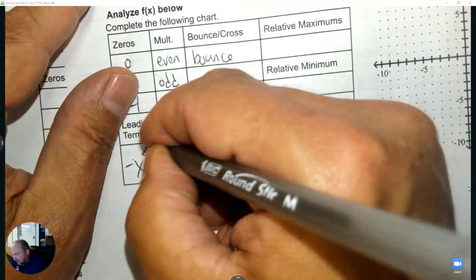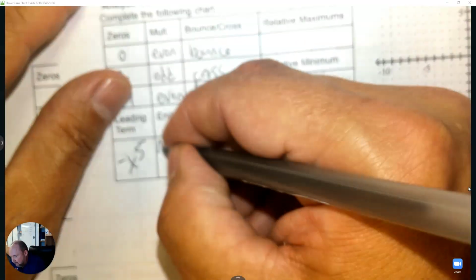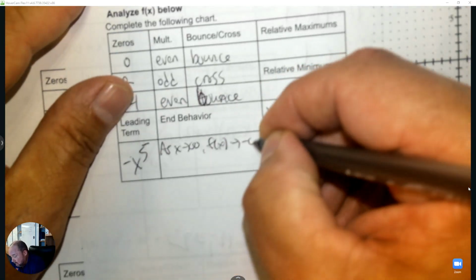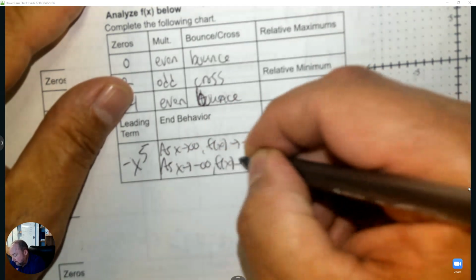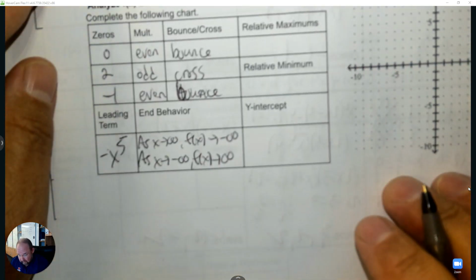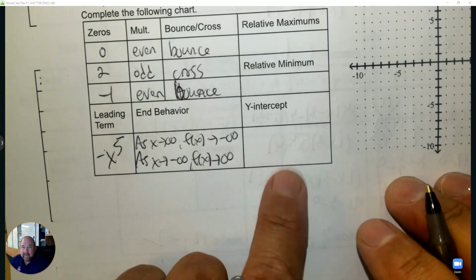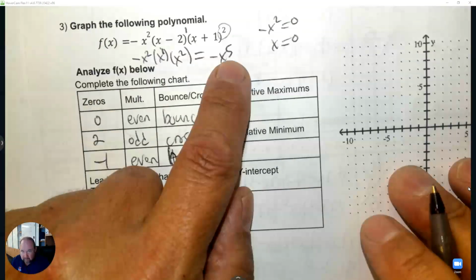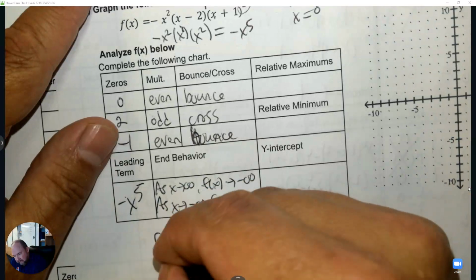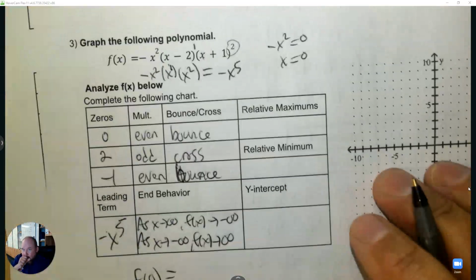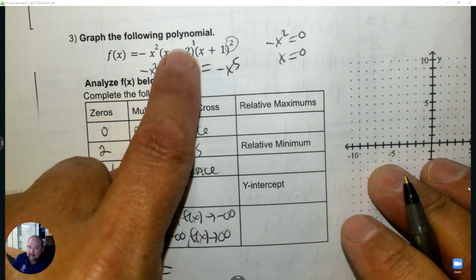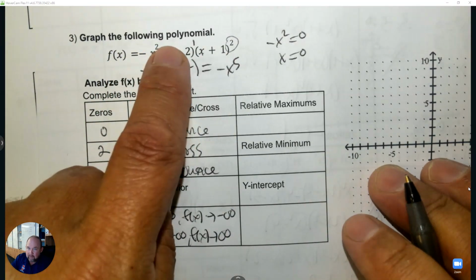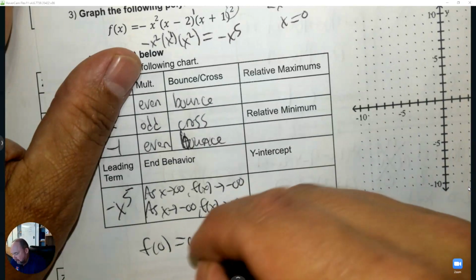So because it's negative x to the 5th, the end behavior, as x approaches infinity, the function goes down. As x goes to negative infinity, the function goes up. We go in opposite directions. The y-intercept, when it's in factored form, you've got to plug in 0. So if I plug in 0, 0 times any number, the answer is going to be 0.